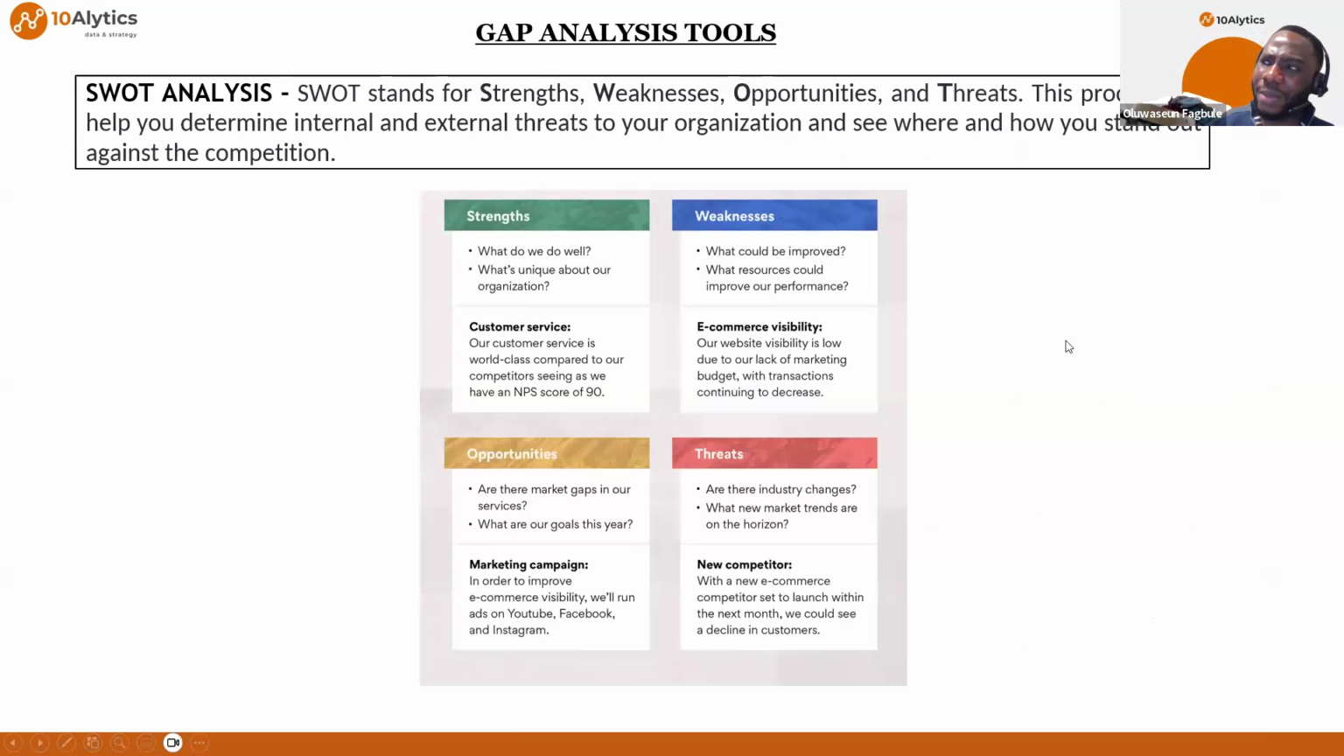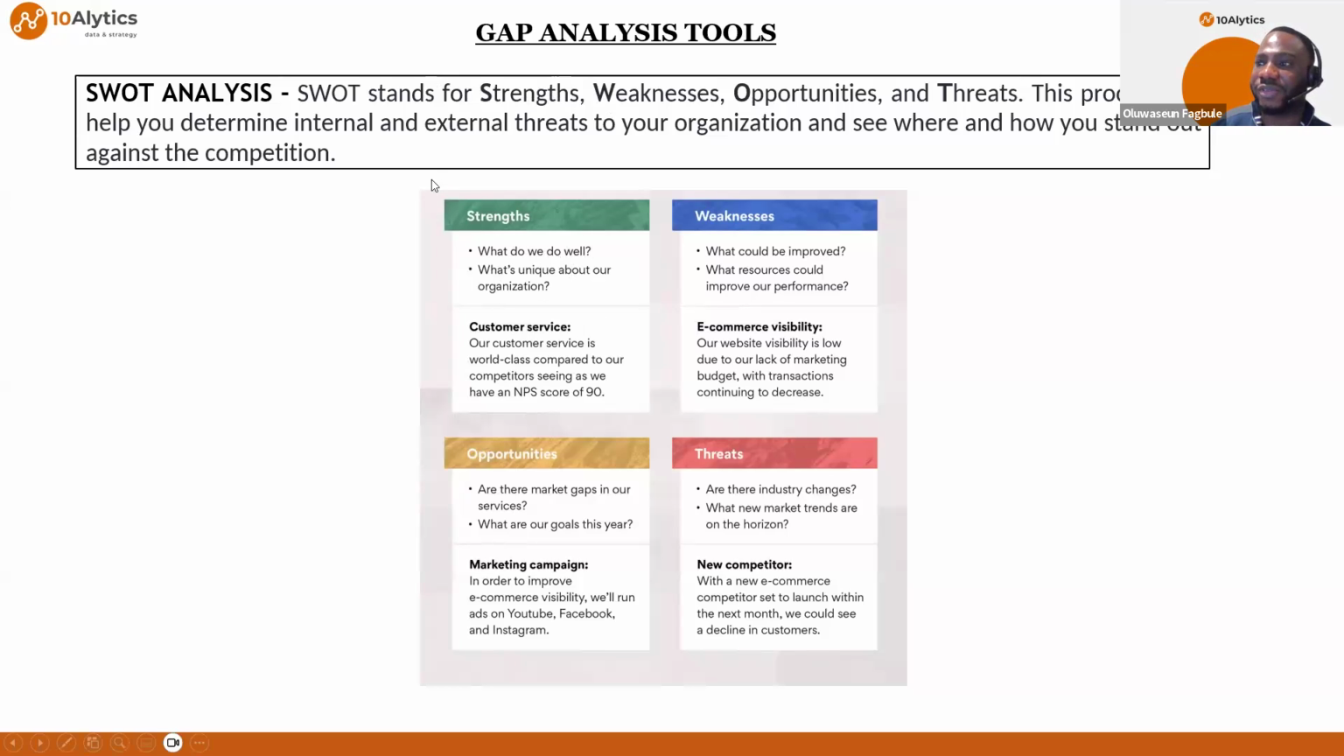Right. So we have some gap analysis tools. We'll be talking about two of them today. The first one is called the SWOT analysis, and I know a couple of us on the call have probably heard about SWOT analysis somewhere in the past. SWOT is an acronym that stands for strengths, weaknesses, opportunities, and threats, right? This process will help you determine the internal and external threats to your organization and see where and how you stand out against competition. So we'll look at each of these letters as part of SWOT analysis.